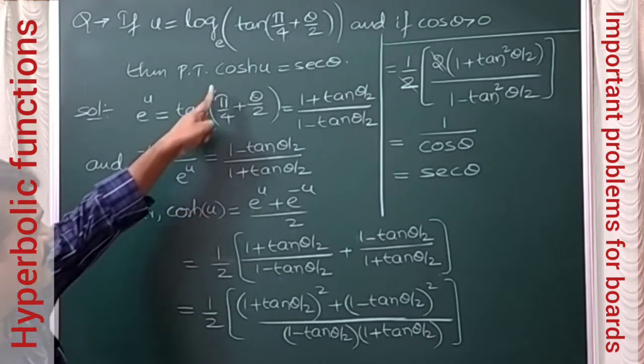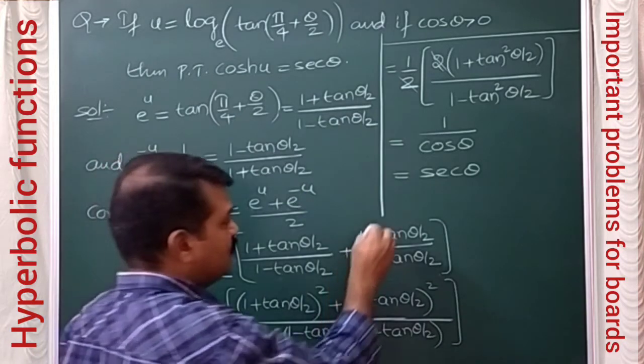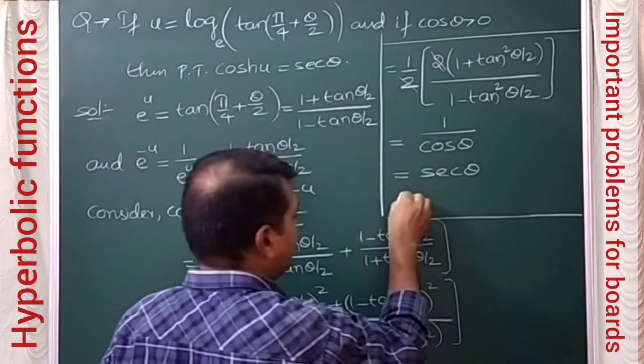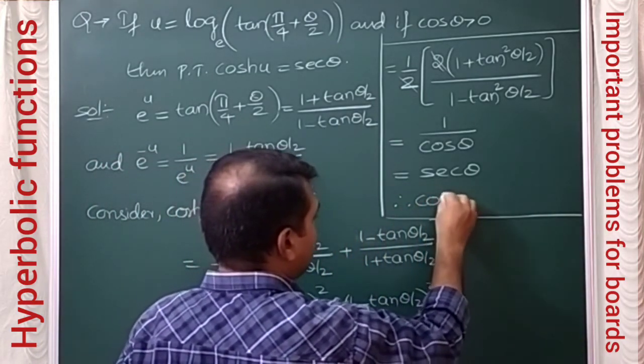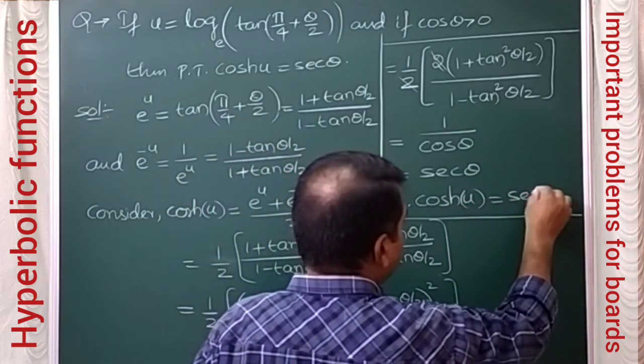Okay, and that is what we have to get. Cos HU we have taken. We got secant theta which we have to prove. So therefore, we got the required proof. Cos HU is equal to secant theta.